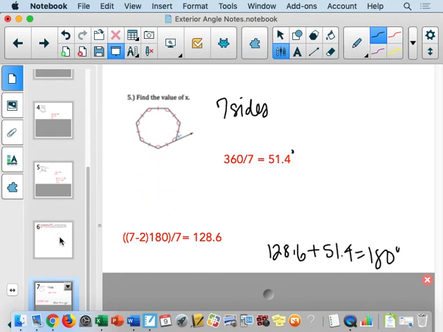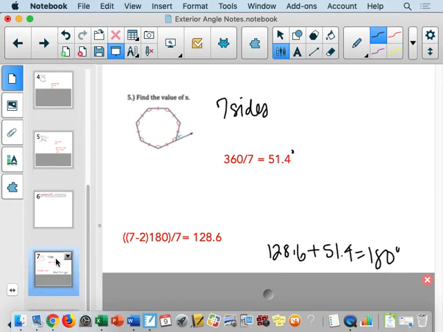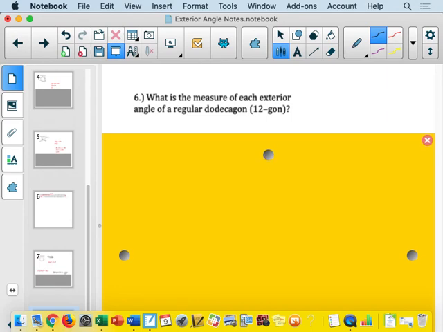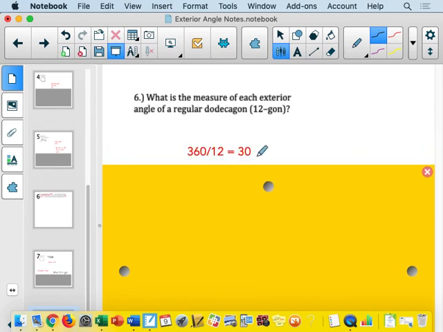Okay? All right, last example, number 6. What if you just have words? The problem even comes simpler. You don't even have to count the sides. What is each exterior angle of a dodecagon? 12 sides. 360 divided by 12, 30 degrees.